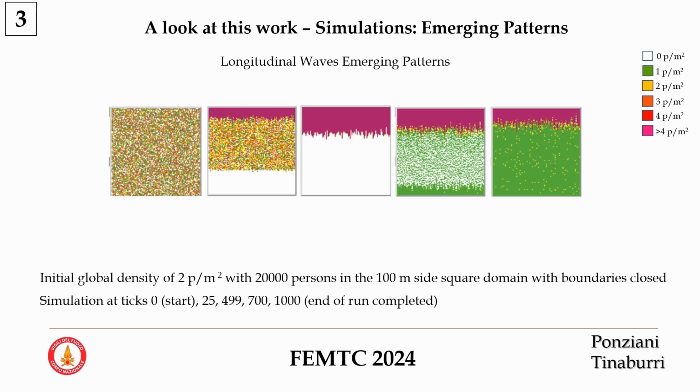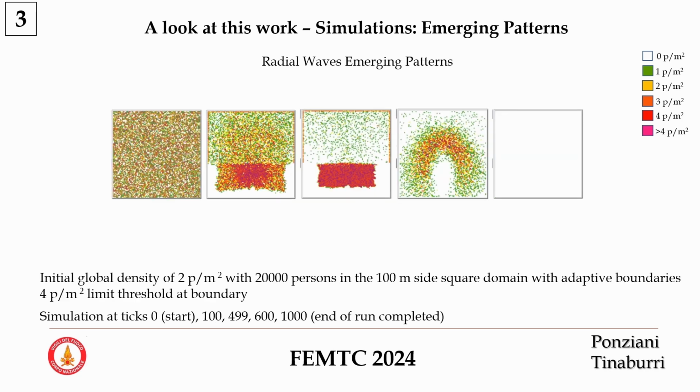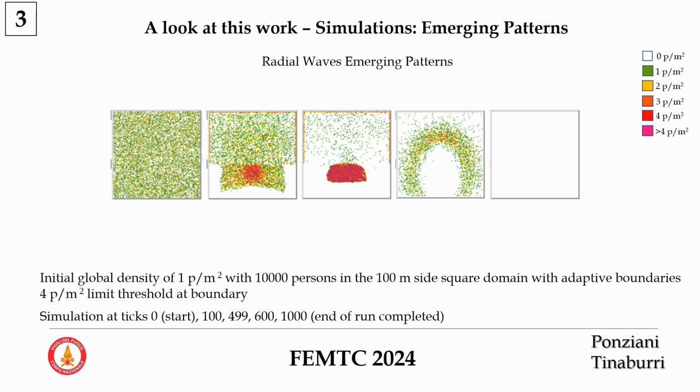Here essentially the boundaries are always closed and there is a reactive behavior of the agents, of the turtles. Again, reducing initial density is beneficial. And the same thing for radial densities of 2 and 1 persons per square meter initial global density with a 4 persons per square meter limit threshold for the boundary to get them opened.